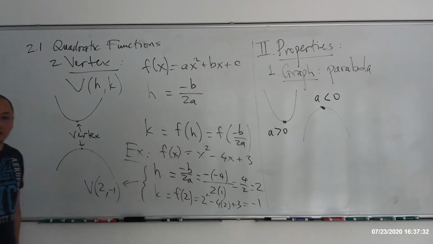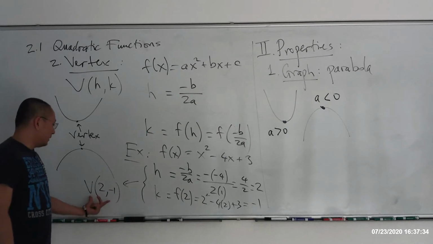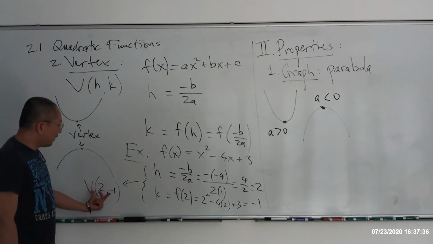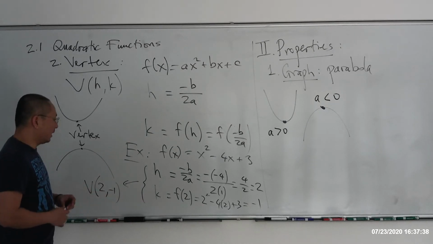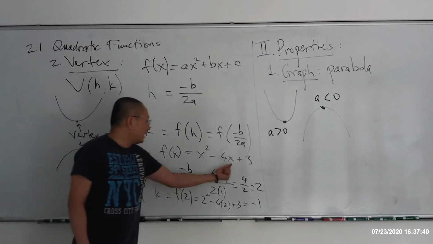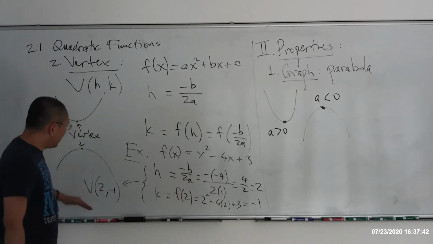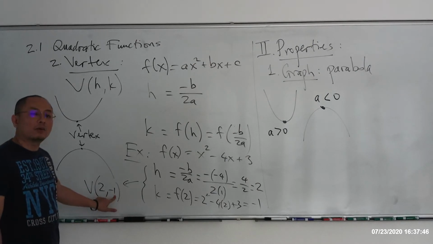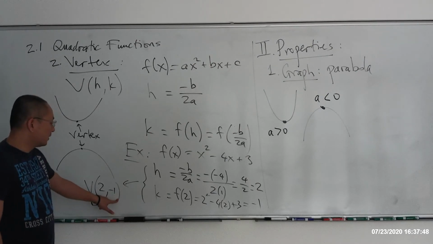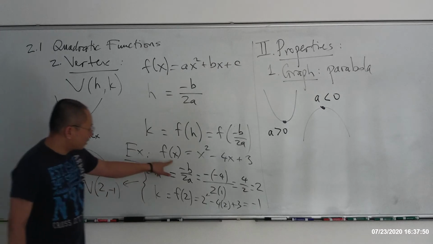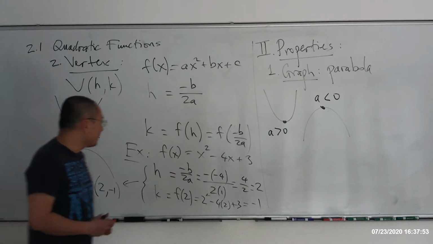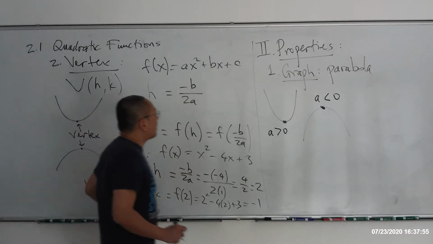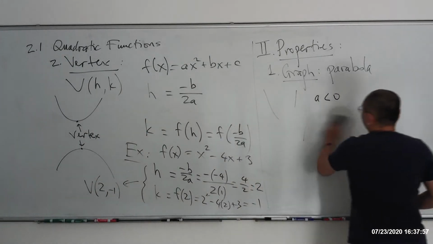And this is the point, okay? And you know that this is the lowest point on the parabola. And that means that when you plug in x equal to 2, you will obtain the lowest value of the function, which is negative 1. Negative 1 right here is really the minimum value, the smallest value for the function f of x. Okay? This is the second property about the vertex of the parabola.